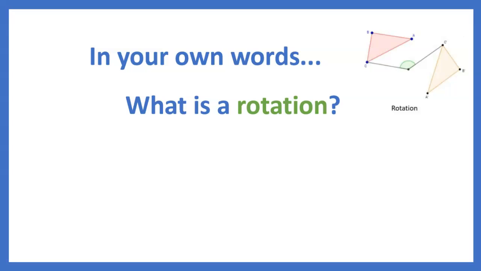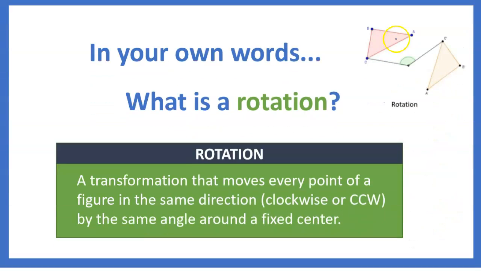Okay, so now that you've written that down, maybe you used some words like spin, around. Maybe you mentioned there is a circle or even concentric circles. You might have mentioned there's a fixed center, or maybe something about the angle of rotation. Maybe you said something about the direction of rotation. All of these are great options for describing rotations. Let's see what our official definition says.